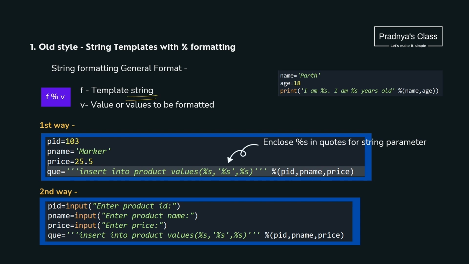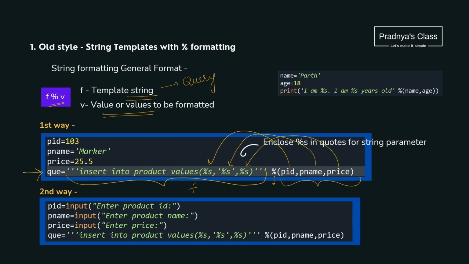First we will be writing a string. The string is nothing but a query, followed by the % symbol and the list of the values. Look at the insert query. Here is a template string. Then we will be writing the % symbol, and after the % symbol we will be providing the list of the values or list of the variables. In this way PID will get replaced here, PName will get replaced at the second place, and price will get replaced at the third %.